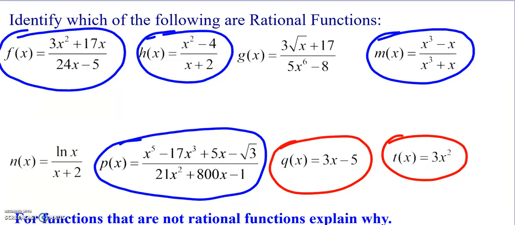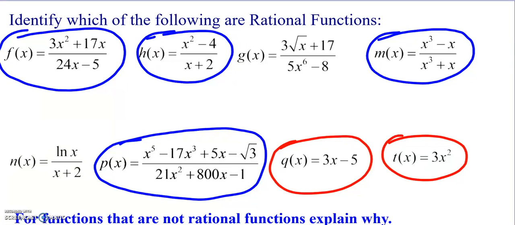Why did I use two different colors here? It's a great question. I'm glad you asked that. Glad you guys are paying attention here. So notice that the ones that I circled here in blue, those are what we typically think of as a rational function. Q of x and t of x meet our definition of rational functions, but they're polynomials also.